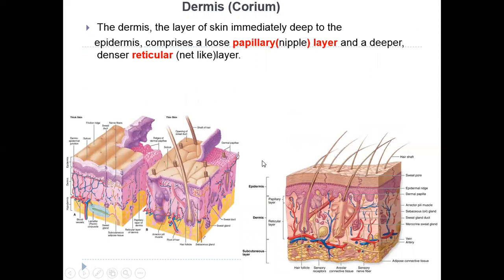Coming to the next layer, dermis. Dermis is called corium. It is a layer deep to the epidermis. In this figure, the epidermis has been removed to show the dermis, and the dermis has two layers: a superficial aspect, that is the papillary layer, which is very close to the epidermis, and a deep layer, that is the reticular layer. Now, the papillary layer has some projections, as in this figure, whereas the reticular layer consists of a lot of reticular fibers, which look like a net.